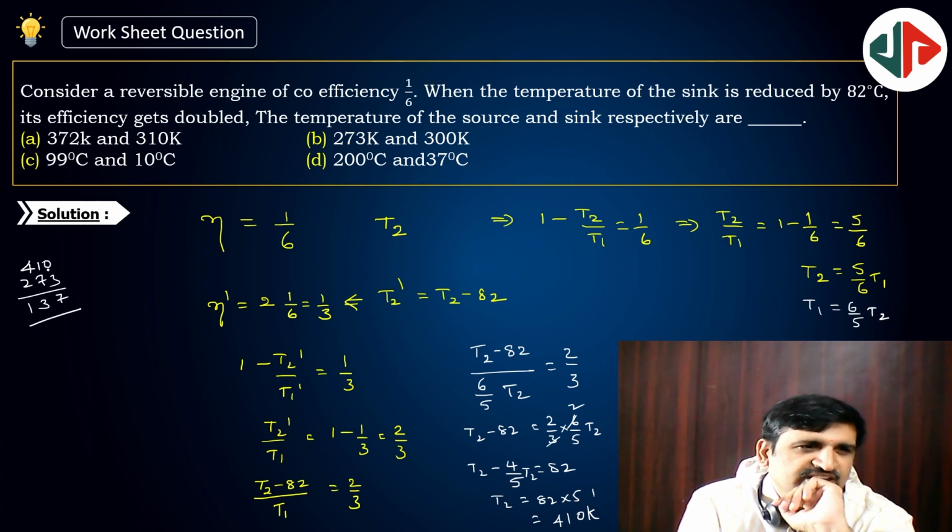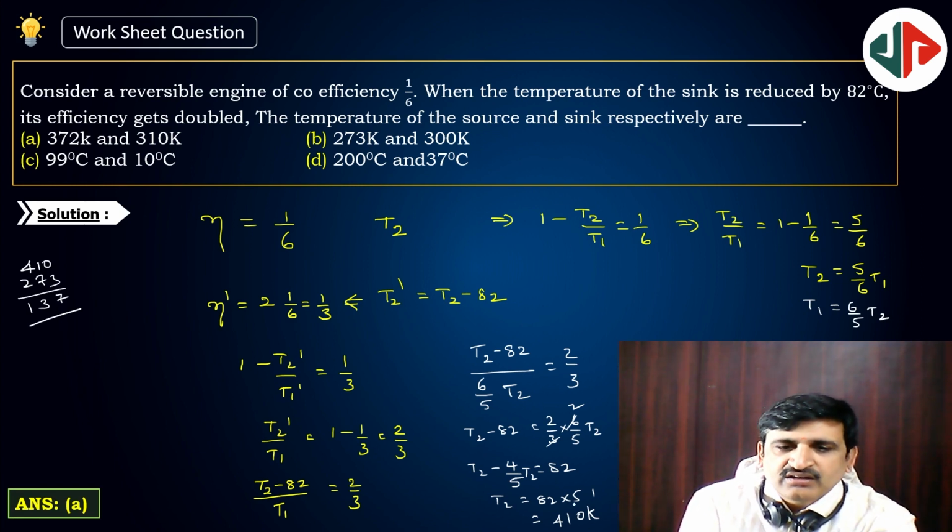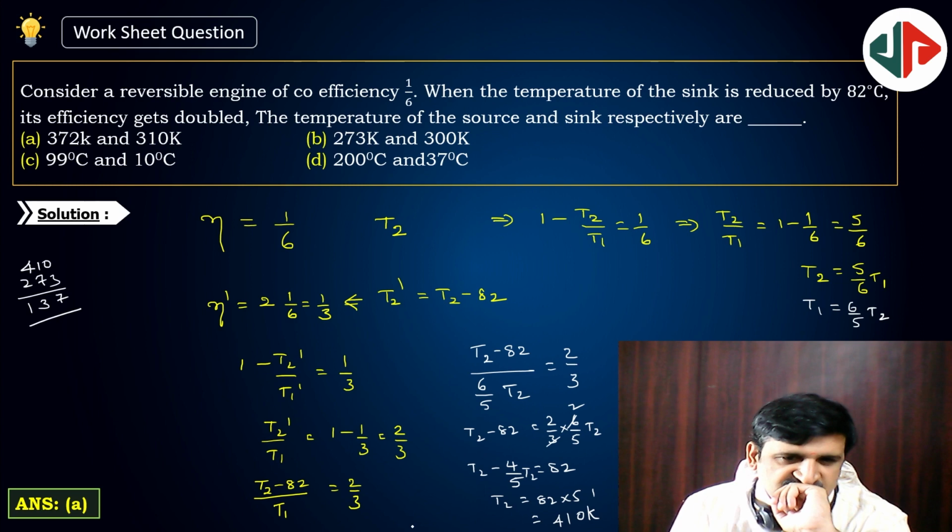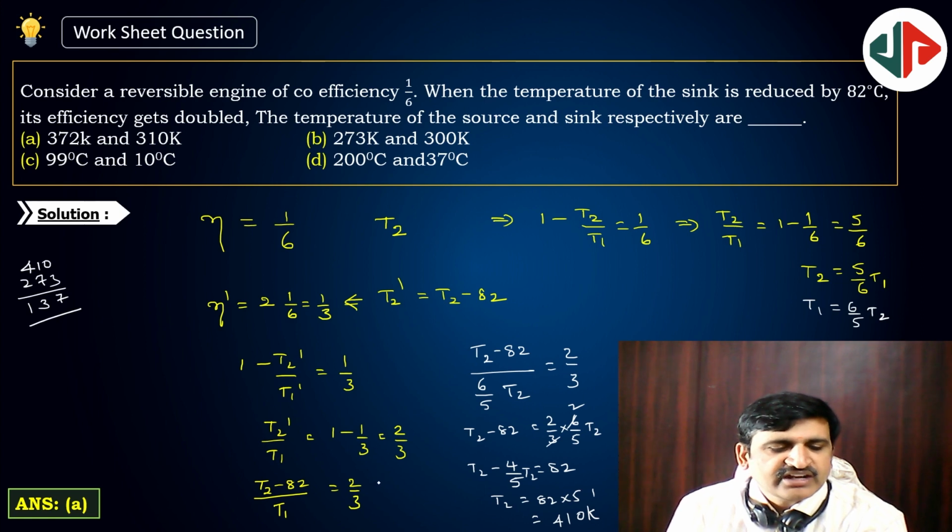410 only is correct. If it is 37, then option D will come. So option A means 310 should come, T2 310, not 210. But I get 410, and he gave 310. Okay, let me verify and we will continue.